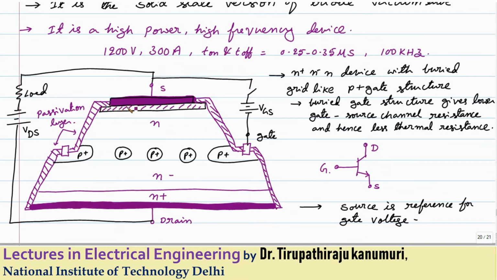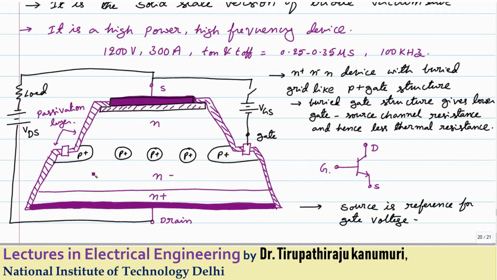So the basic structure of this device will be like this. It consists of an N plus substrate. Above the N plus substrate, an N minus layer is formed, and above that the N layer is formed. You can see that all three layers are basically N layers only, and the N minus and N layers are provided in order to increase the voltage withstand capability.